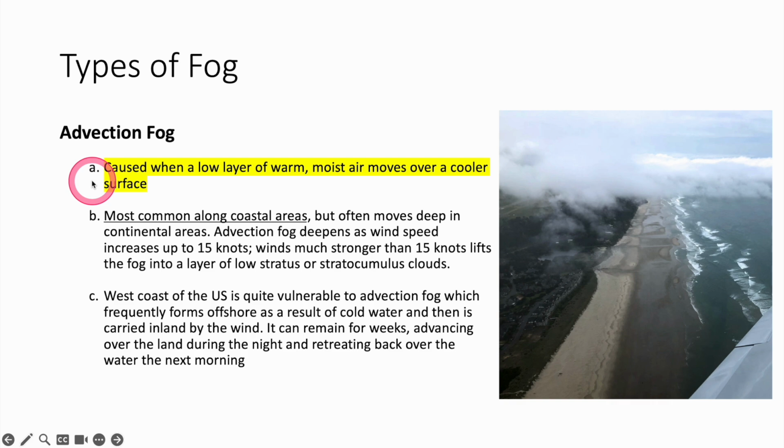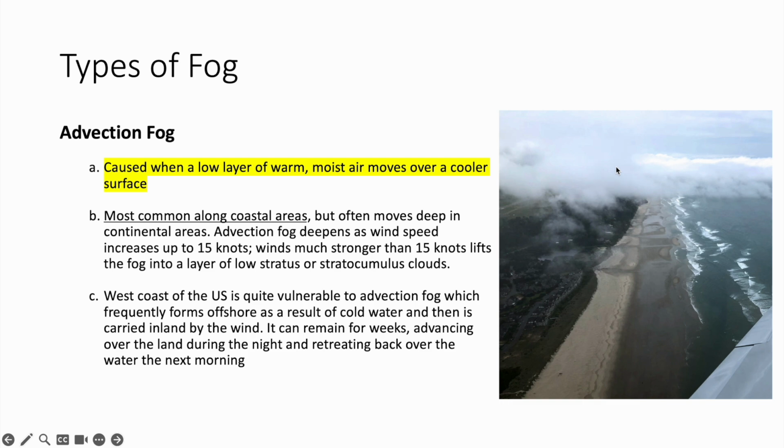Next is advection fog. So it's going to be caused by a low layer of warm, moist air moving over a cooler surface. So this is what happens with our marine layer that we get every day. So in the evening, water is going to retain heat more than land. And so you have warm, moist air, travels over land, cools, reaches dew point, and you get fog.